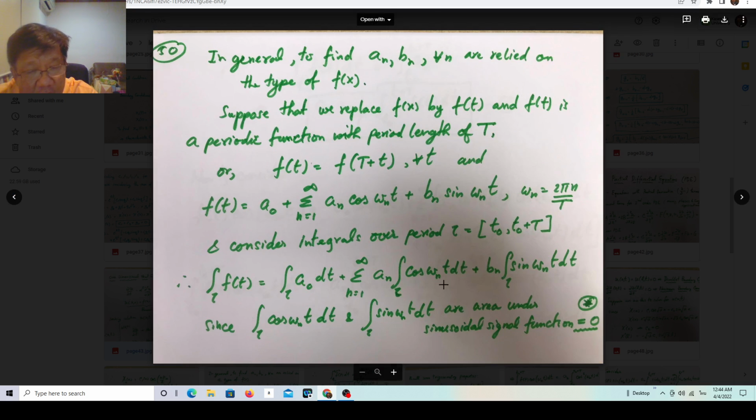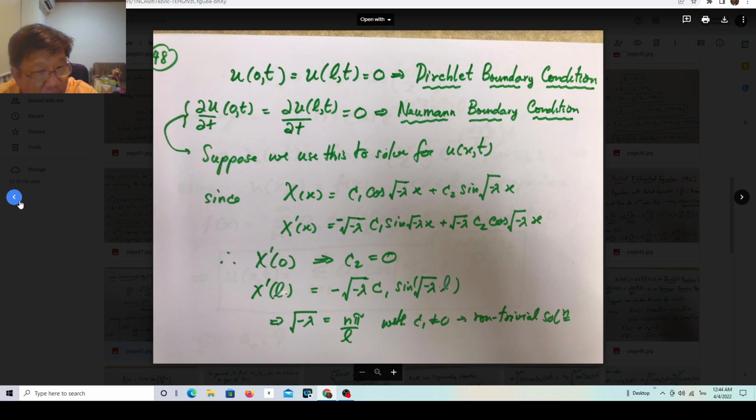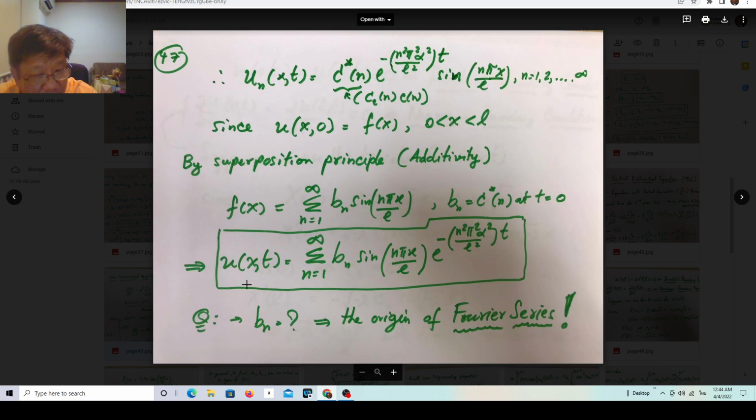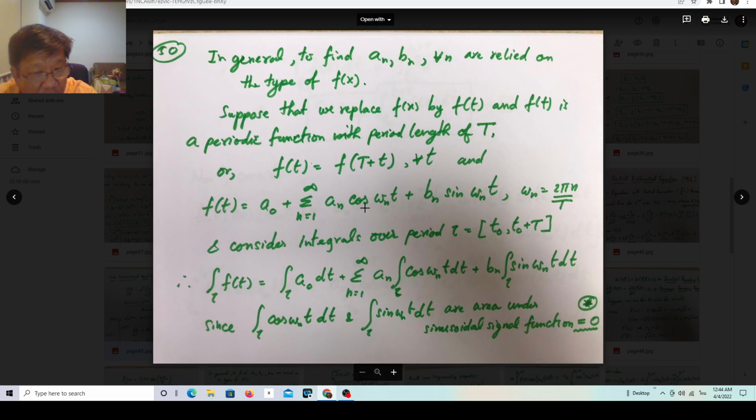Okay, how are we going to find a sub n and b sub n? You can see a sub n and b sub n here. This is a key question we ask. Given f of x as a boundary condition, how do you find a sub n? This one is a Neumann condition. For the Dirichlet condition, how do you find b sub n? So we bring it all together here as f of t, in this form.